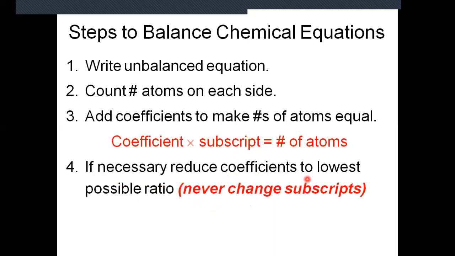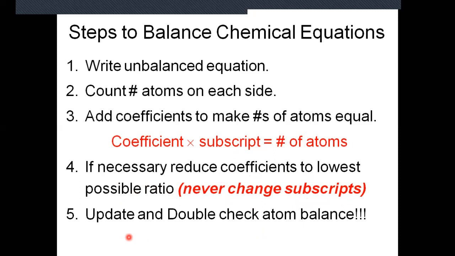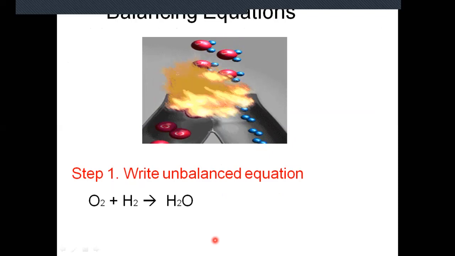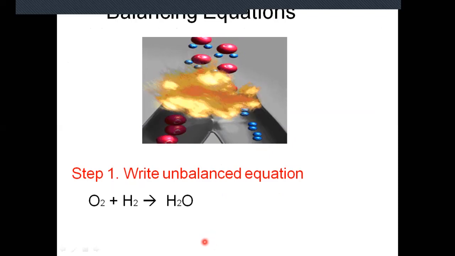If necessary, reduce coefficients to the lowest possible ratio. But you cannot change subscripts. In the start, girls, I told you that we never change subscripts, we just change coefficients. Update and double check the atom balance. After balancing a chemical equation, you will check on the reactant side and on the product side whether the number of atoms are equal. And this method is known as the hit and trial method or trial and error method.